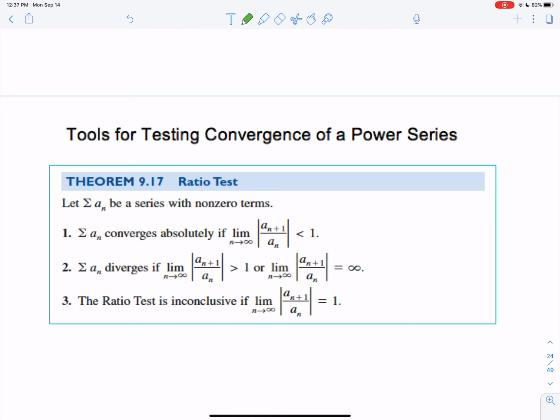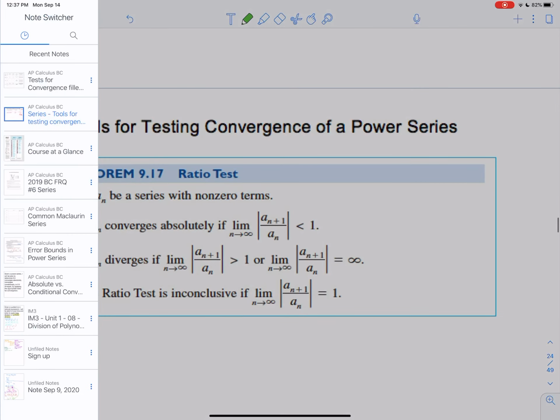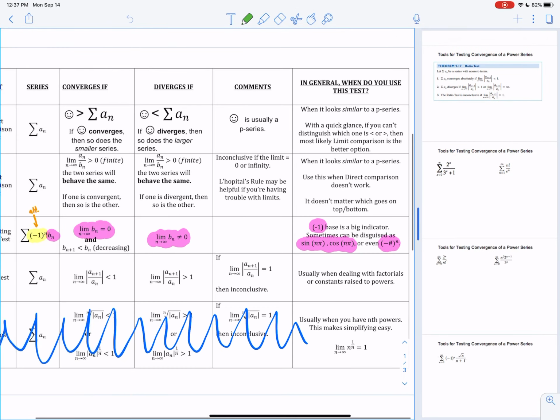All right, so the ratio test, what you're going to do is you're going to create a ratio, and depending on what the limit comes out to, it will converge or diverge. Okay? Now, if it comes out exactly to a certain number, it's inconclusive and you got to use a different test. But this is a little bit tough to understand, so I broke it down for you guys over here. So let's take a look.